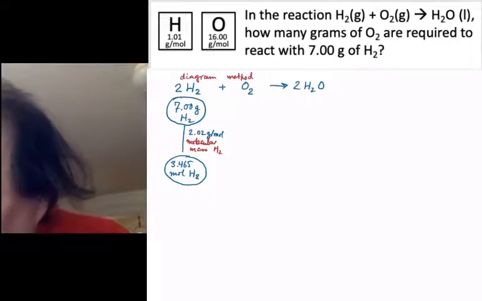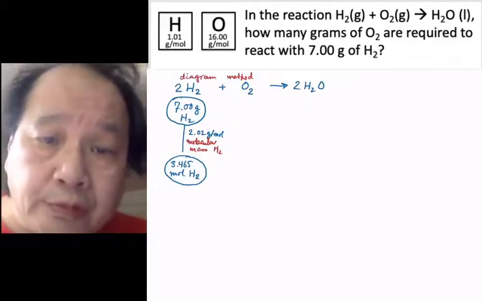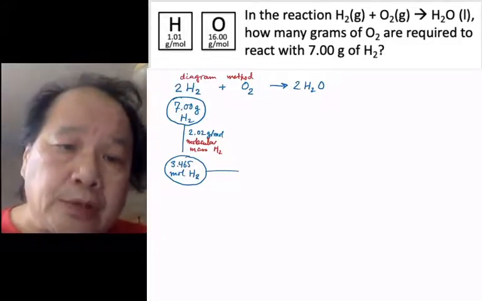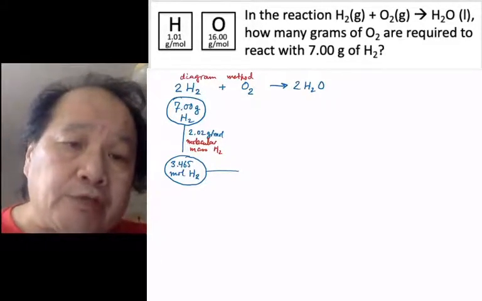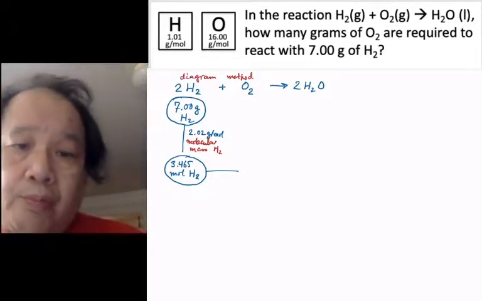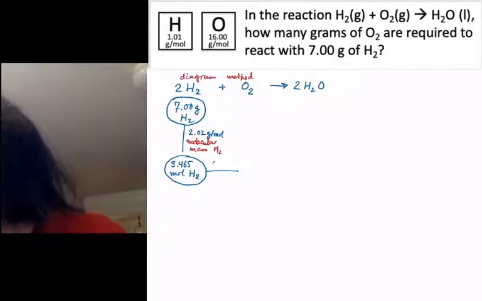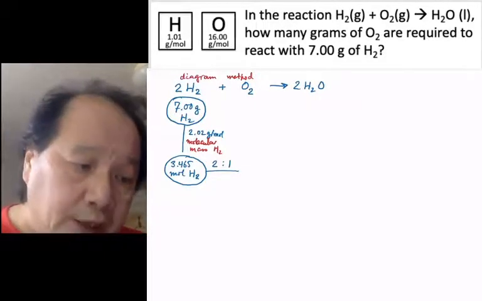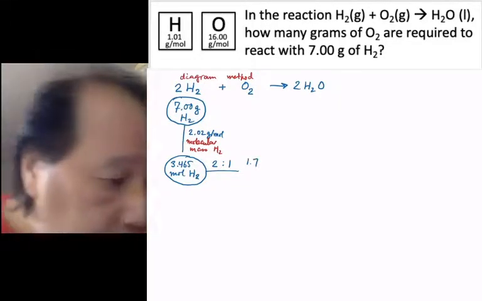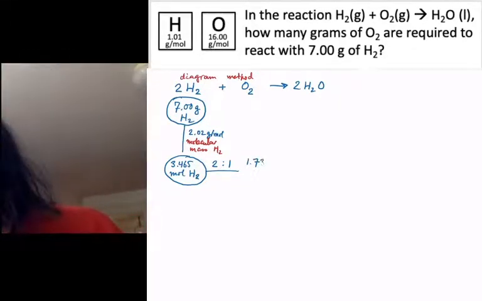It's all in the same column, and we want to know in this problem how many grams of O2, and right now I've got the moles of H2. The good thing is that once we have it in moles, we can look at the balanced chemical reaction. The balanced chemical reaction tells us for every 2 H2 molecules, 1 O2 molecule is used. For every 2 moles of H2, 1 mole of O2 is used, and therefore the number of moles of H2 and O2 will be exactly in a 2-to-1 ratio. So I can take the 3.465, divide by 2, and I'm going to get 1.7327 moles of O2.